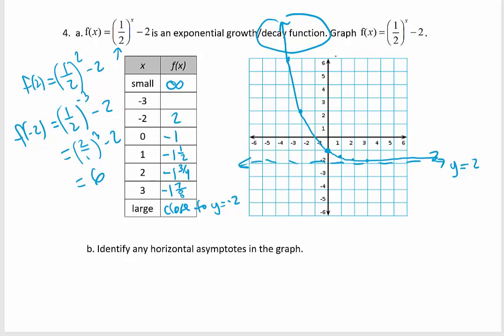Positive infinity as we start to get very small values. And this way we said was 6. Identify any horizontal lines in the graph. Yep, we have one at y equals negative 2. I don't know if I had that negative on there to begin with, but that was a negative 2. That's where our horizontal asymptote is.